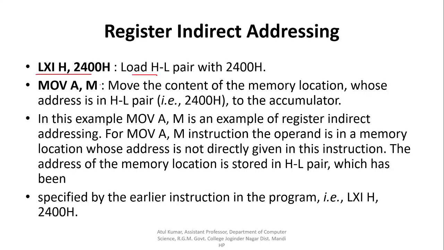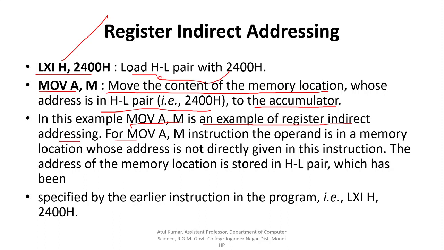So LXI H, 2400H, this means load the HL pair. This one is actually two registers, one is H and the other is the L register. So load the HL pair with 2400H. And the next instruction we have is MOV A, M. So MOV is the move instruction: move the content of the memory location whose address is in the HL pair, this one 2400H, to the accumulator.